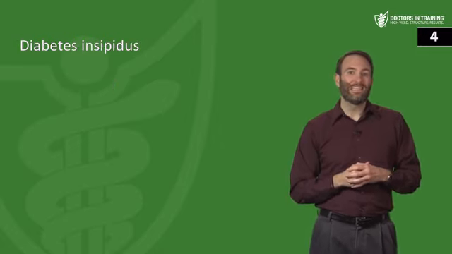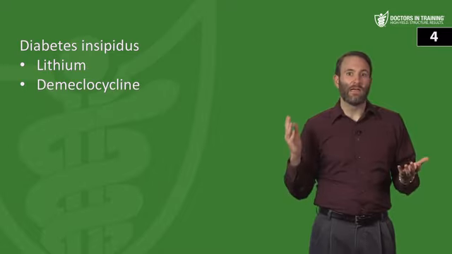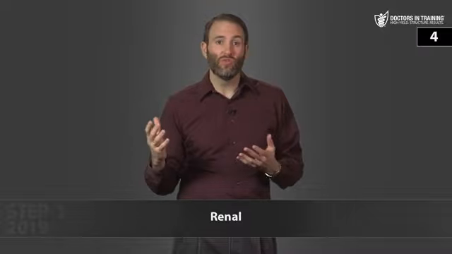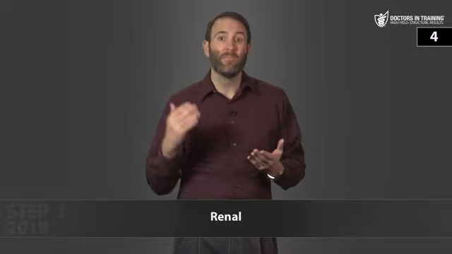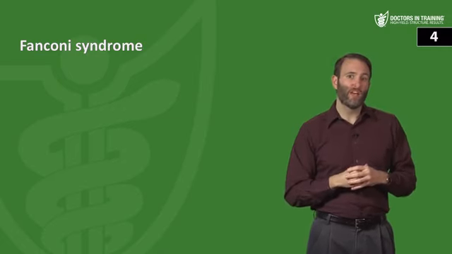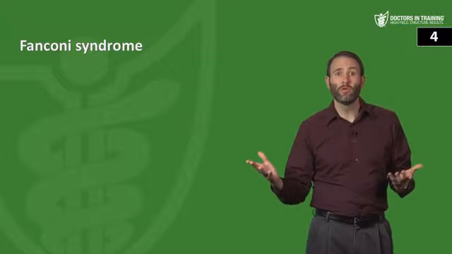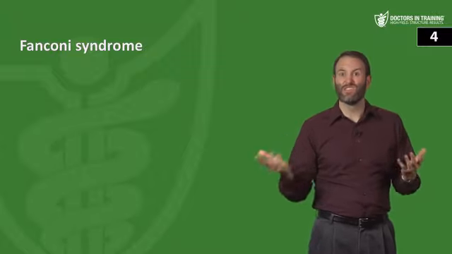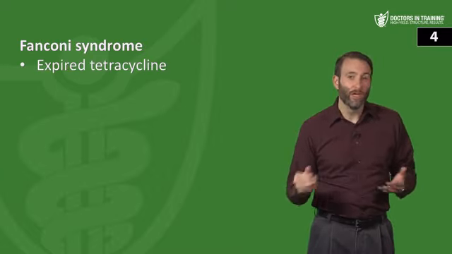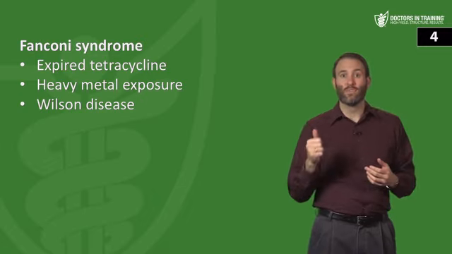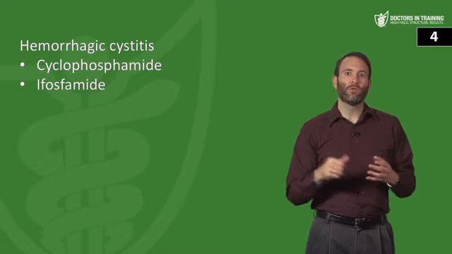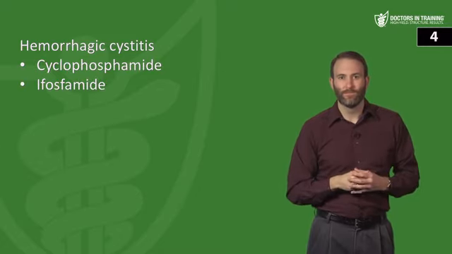Next, we have diabetes insipidus. This can be caused by lithium and demeclocycline. Now, what can we use to treat nephrogenic diabetes insipidus? Well, you can use hydrochlorothiazide. That's a very commonly used one. Amiloride is another one that you can use first line. Next, we have Fanconi syndrome. So this is a proximal tubular defect, and if the proximal tubules are not working, then you're going to spill all kinds of stuff into your urine that you should be reabsorbing. So this can be associated with expired tetracycline. It can also be associated with heavy metal exposure as well as Wilson's disease. Next, we have hemorrhagic cystitis. So this is associated with cyclophosphamide and ifosfamide.